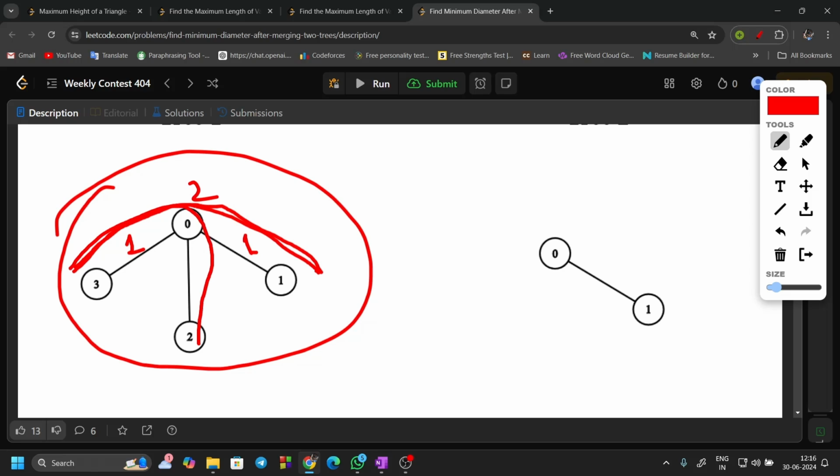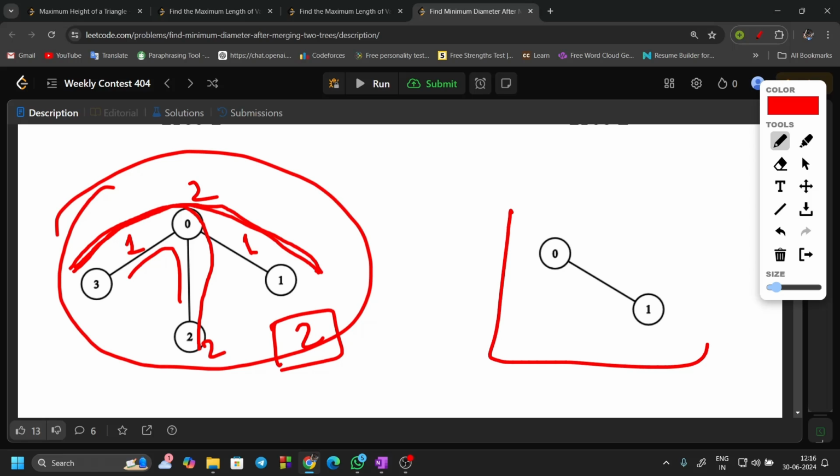We could have also picked a path like this. It would also have 1 plus 1, two edges in it, so it would also be 2. So the maximum possible path here is actually 2, and this tree has a diameter of 2. If you look at this other tree, the maximum path is only one path that exists here. It has a diameter of 1.